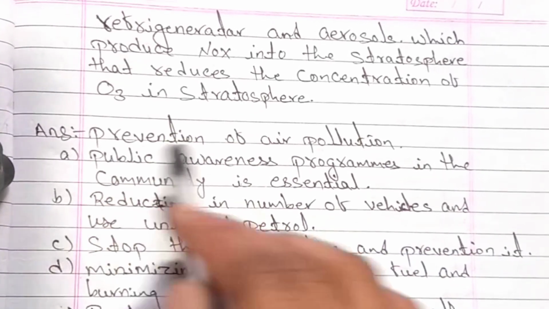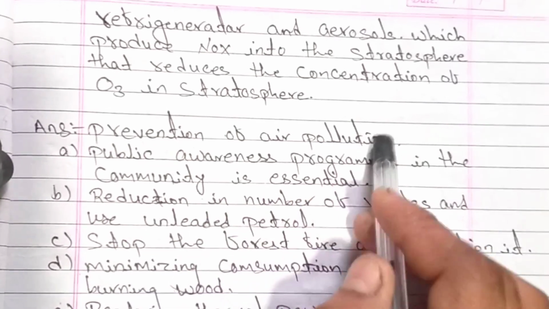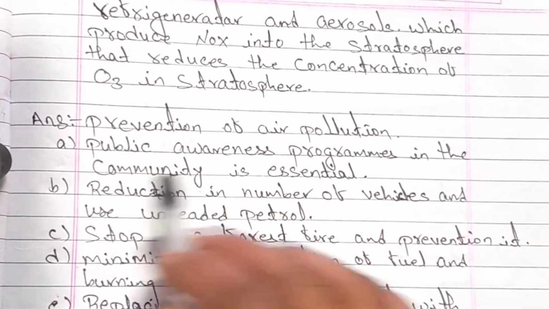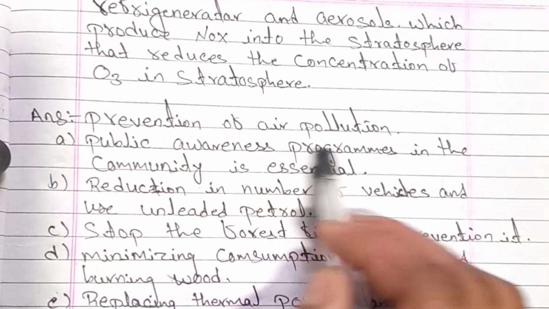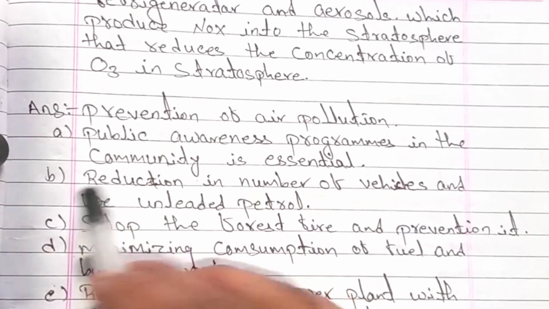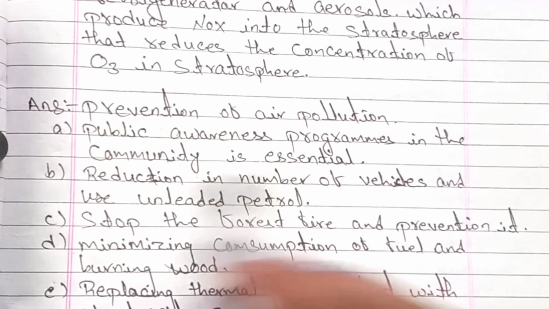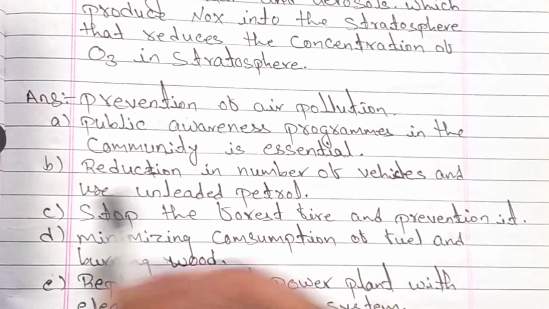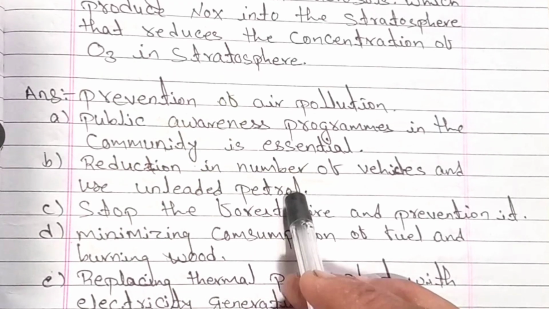Answer: prevention of air pollution. Point number A, public awareness program in the community is essential. Point number B, reduction in number of vehicles and use of unleaded petrol.